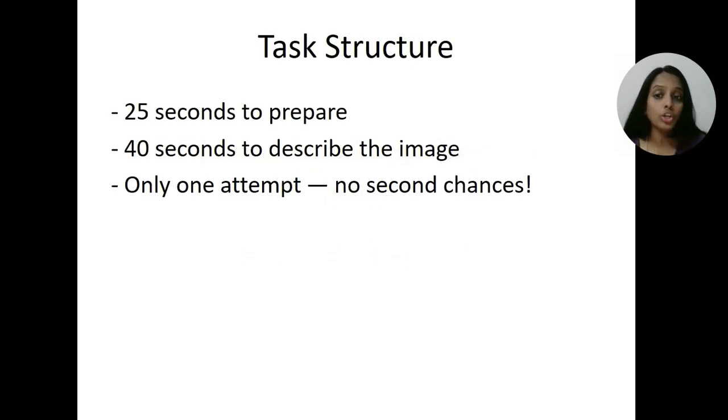All right, let me tell you how the task works. You will see an image on your screen and you will have 25 seconds to prepare. When you hear the tone, the mic goes live and you have 40 seconds to describe the image. And remember, you will have only one attempt and no second chances. So try to describe the image clearly and confidently.